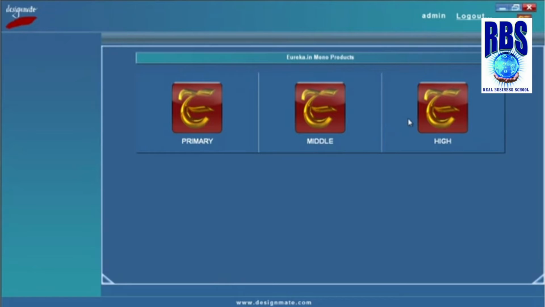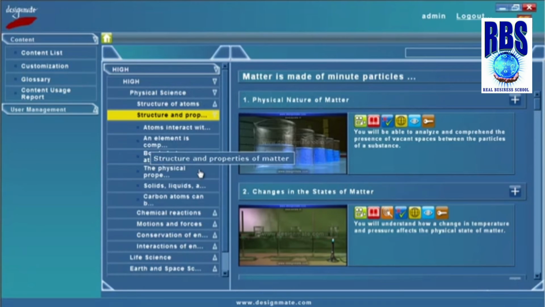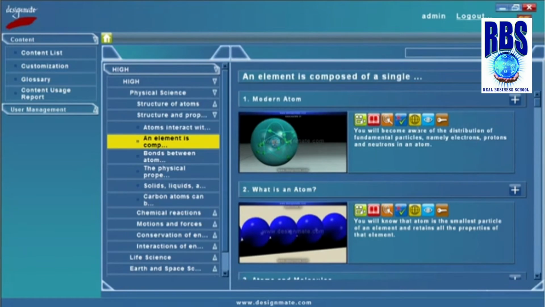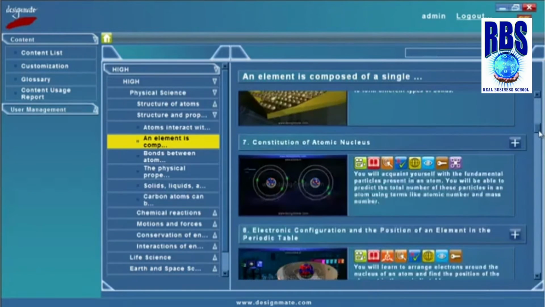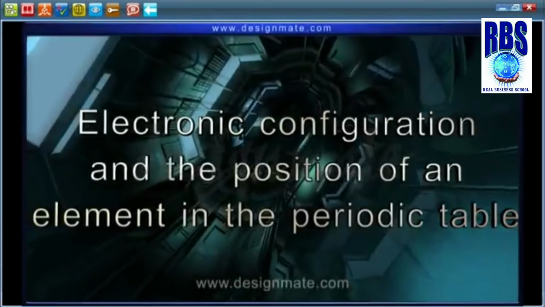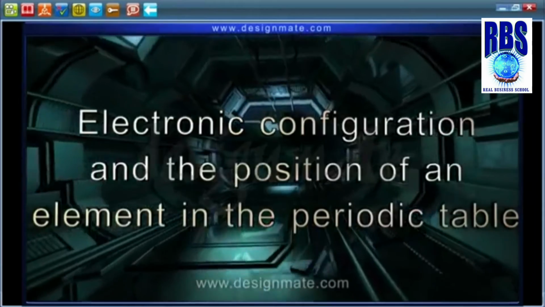So, you have already seen one topic from biology. Now let me show you one more topic from chemistry. This topic is electronic configuration and position of element. Like I showed you last time, let's watch the video of this topic. Electronic configuration and the position of an element in the periodic table.